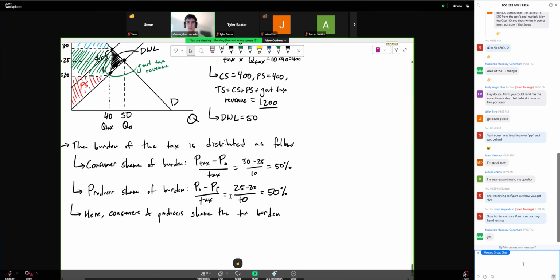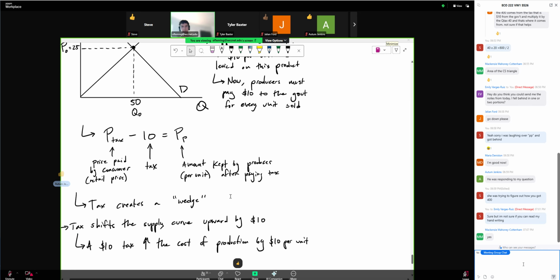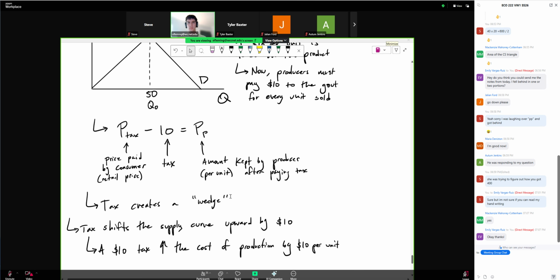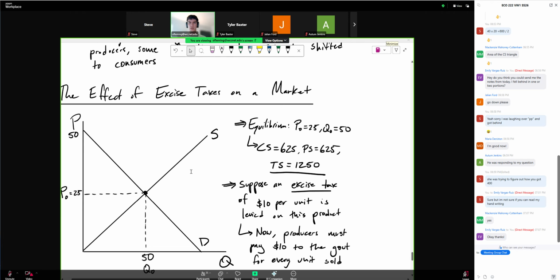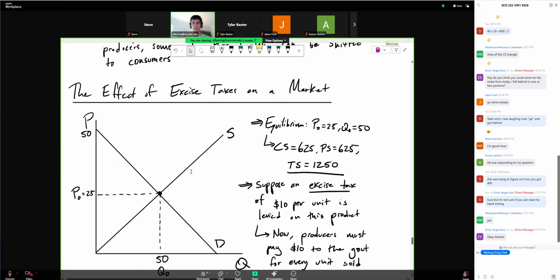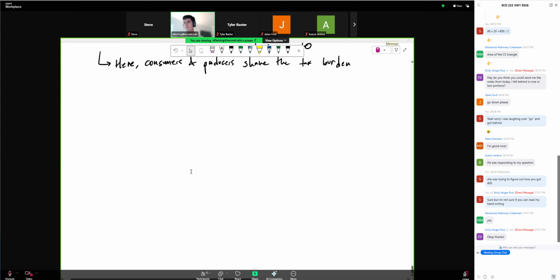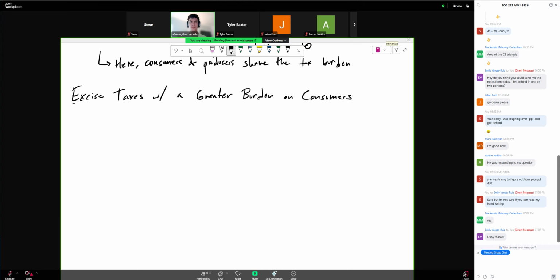Okay. So let's do another example to make sure that we're good on how these taxes are analyzed. Okay. So this is going to be excise taxes with a greater burden on consumers. Okay, excise taxes with a greater burden on consumers.